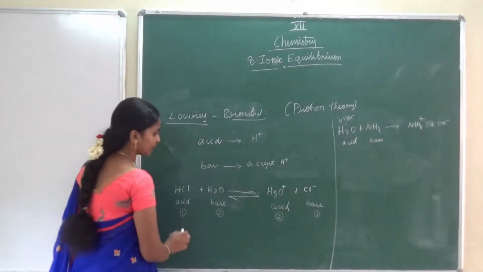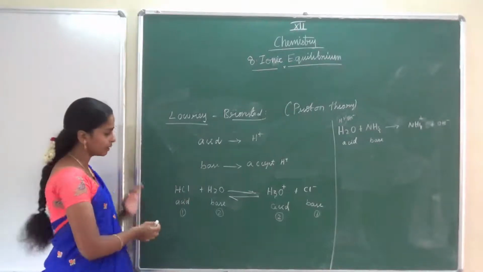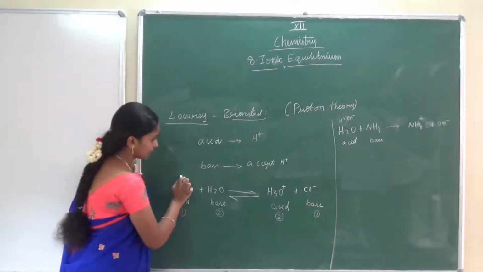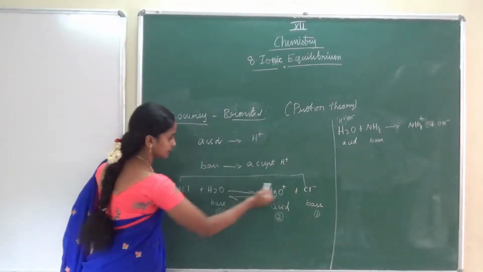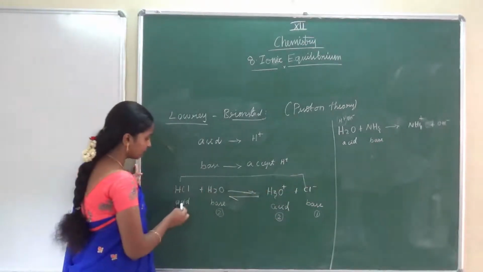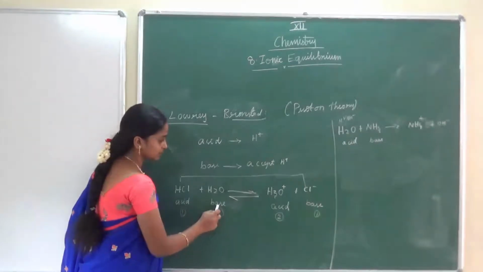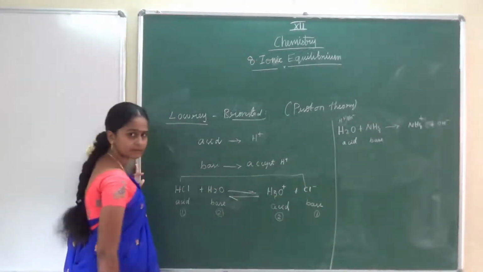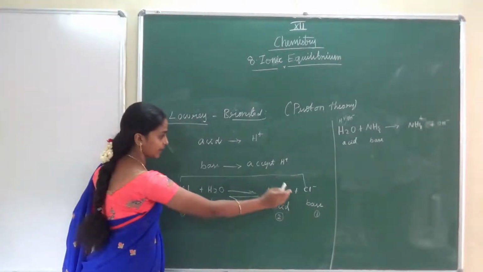Now this pair is called a conjugate acid base pair. Now this HCl and the Cl minus, this is a conjugate acid base pair. The Cl minus is the conjugate base of hydrochloric acid. This H2O is the conjugate base of H3O plus because from this it is separated and acting as a base.